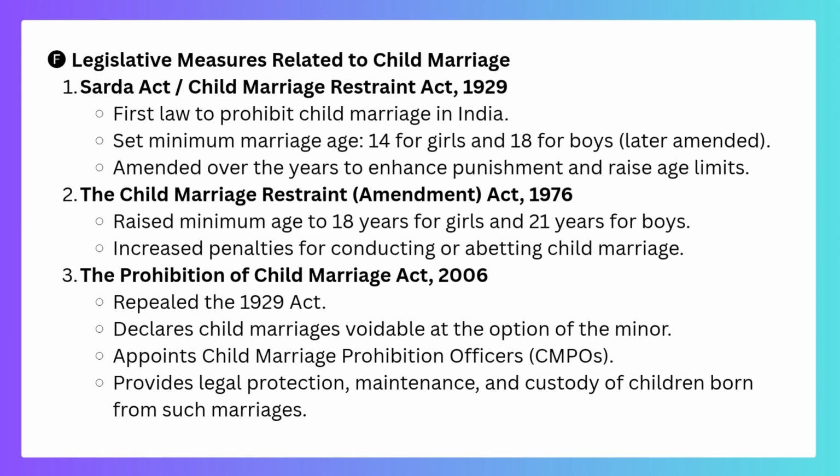The Prohibition of Child Marriage Act, 2006. Repealed the 1929 Act. Declares child marriages voidable at the option of the minor. Appoints child marriage prohibition officers, CMPOs. Provides legal protection, maintenance, and custody of children born from such marriages.